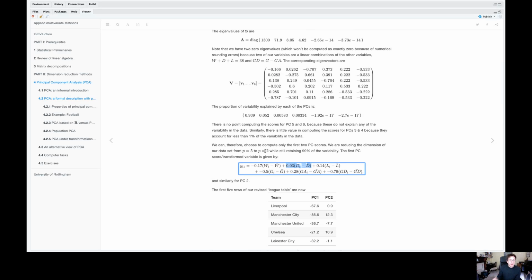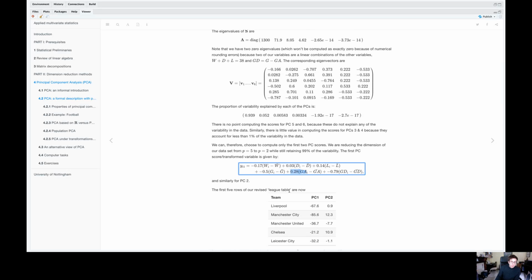One thing we often do is try to give interpretations to the principal components. If we think about this first principal component, we can see it's measuring largely something to do with the number of goals scored. A negative value seems to indicate better performance than a positive value, and you have a large negative value if you scored lots, had a big goal difference, and conceded relatively few.